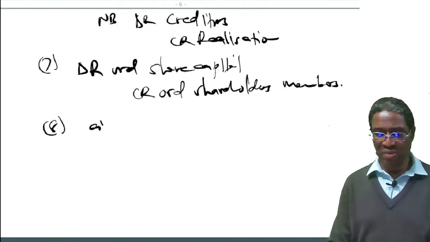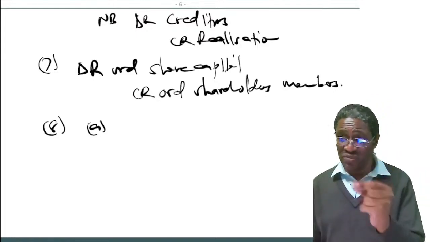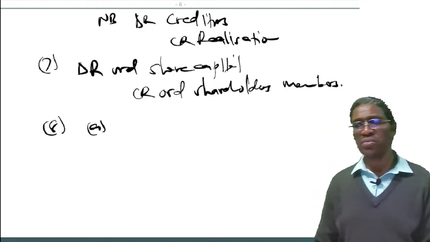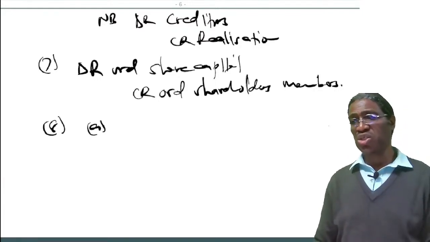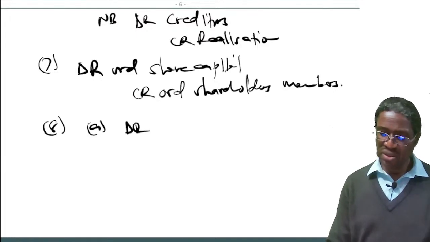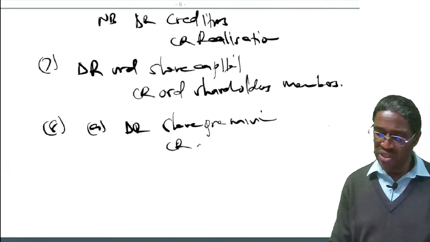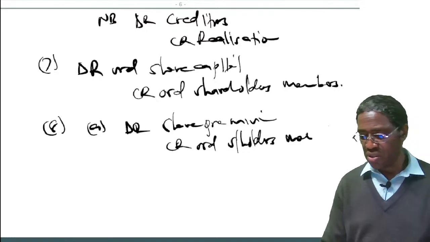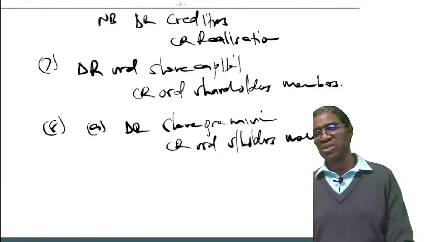Then below that you say number A. If positive reserve, e.g. share premium: debit share premium, credit ordinary shareholders members.